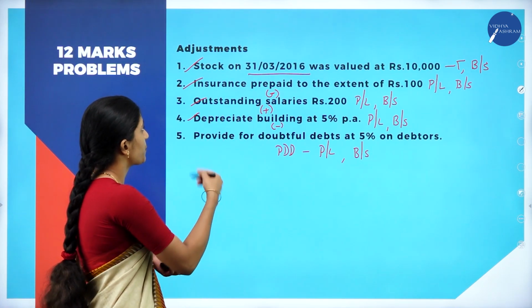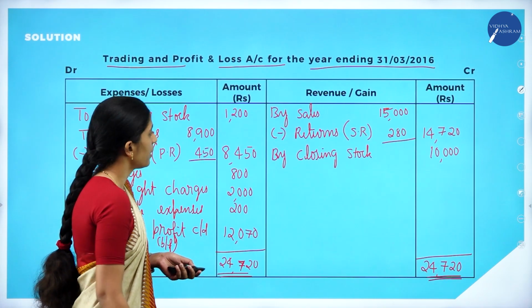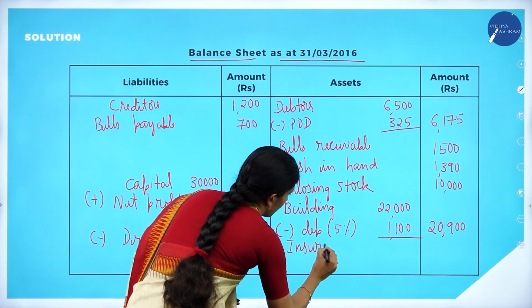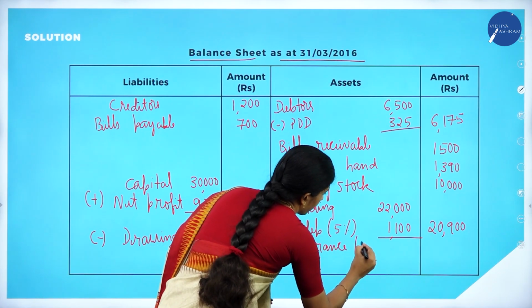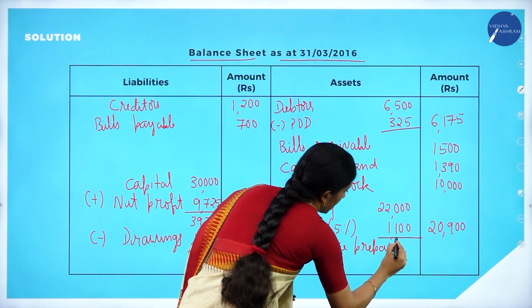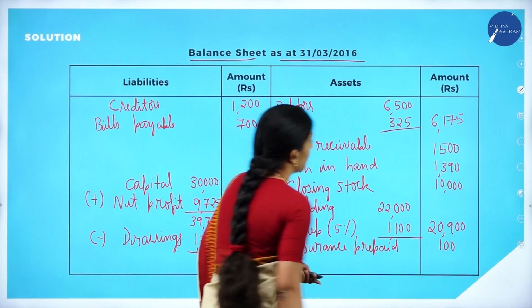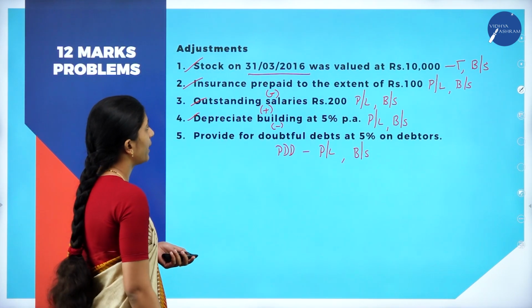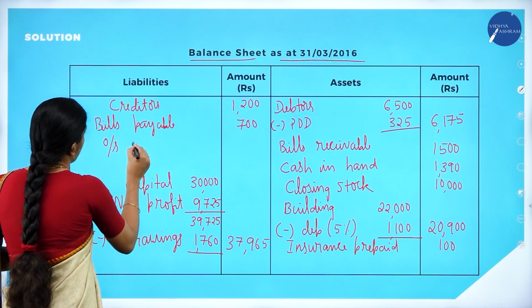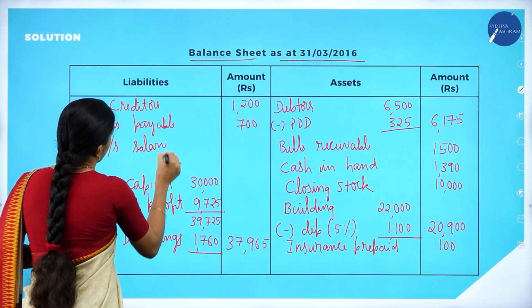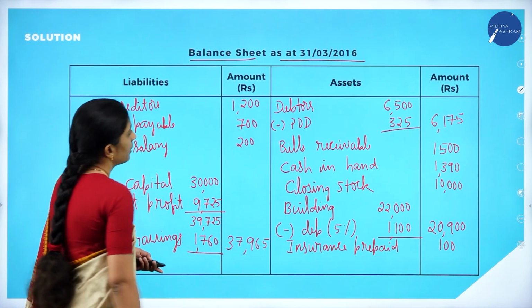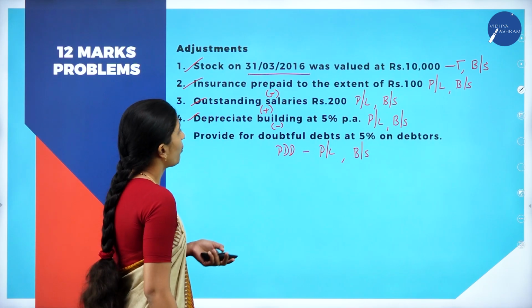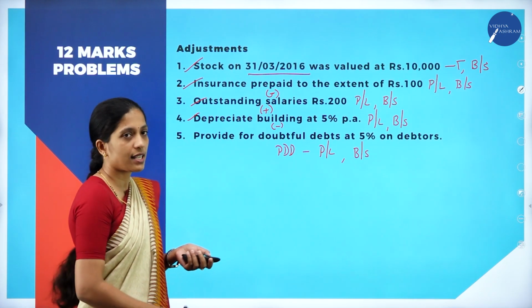Next, insurance prepaid. It is an asset because prepaid expenses are 100 rupees. So we'll record it on the asset side. Insurance prepaid 100 rupees. Next we have outstanding salary. It's a liability, 200. Next, we have done with the depreciation. Provision for doubtful debts at 5% on debtors is done.